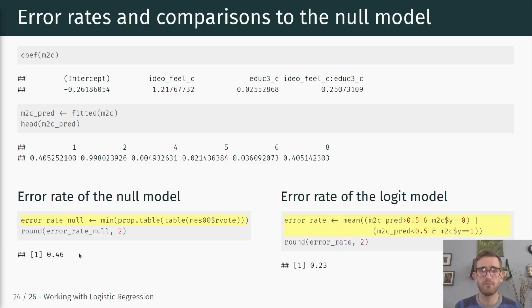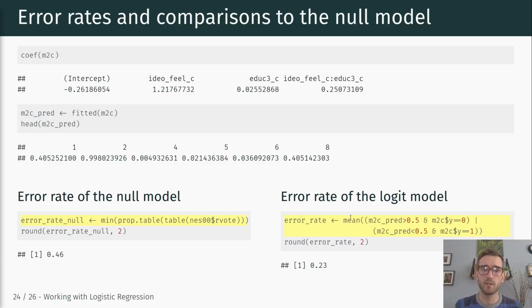In order to compute the same error rate for the logit model, we can take our predictions that we just computed up here for our 1,200 observations. For each of those observations where the predicted probability is larger than 0.5, we assign a 1. For each observation where the predicted probability is smaller than 0.5, we assign a 0. Then we compare this to the actual observed y, which is either 0 or 1. If both are consistent, then we have a correct prediction, and if they're inconsistent, then we have an incorrect prediction.